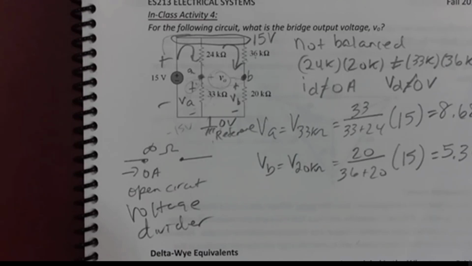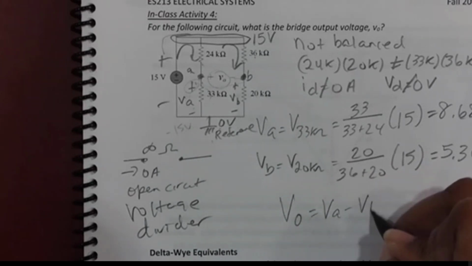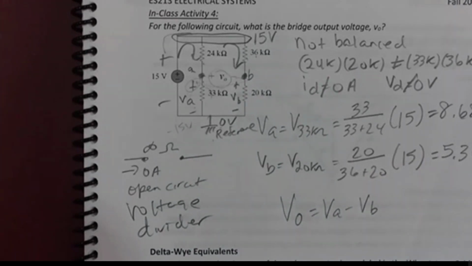Oh, I didn't tell you the answer. What's V0? How do I find V0? I found VA and VB, but how do I find V0? It's VA minus VB. Okay, here's the question for you.